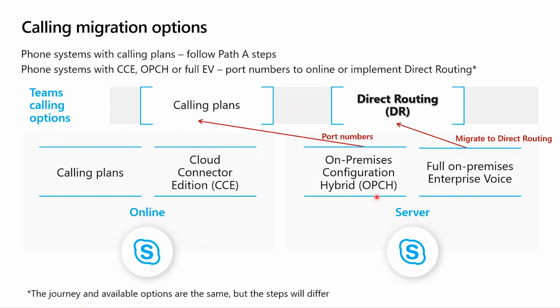Exactly the same two options are available coming from an on-premises environment. You port the numbers or you migrate to direct routing. Your starting options differ, but your journey is exactly the same. You only have two options to enable PSTN dial tone in Teams.